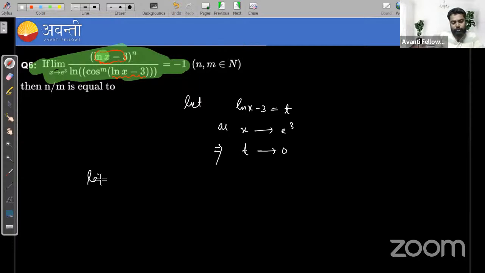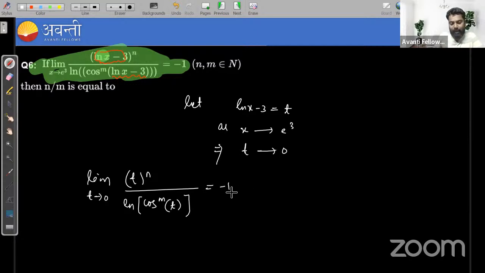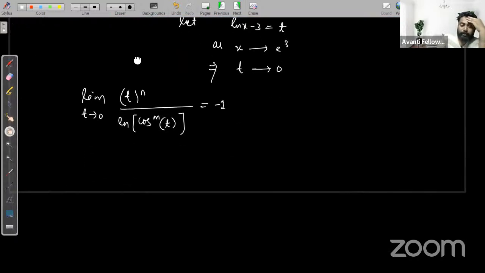Then substitute, limit t tending to 0, the numerator becomes t to the power n divided by ln of cos to the power m of t, which is given as minus 1. Okay, no problem. If it is given, can you use the L'Hopital rule? Yes, we can use the L'Hopital rule also here. So use the L'Hopital rule.